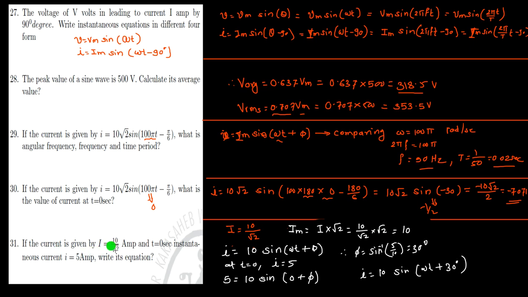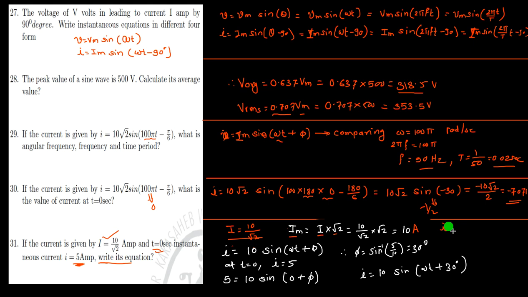If the current is given by 10 by root 2 ampere at time t is equal to 0, the instantaneous current I is equal to 5 ampere. So at time t is equal to 0, instantaneous current is given as 5 ampere, and its RMS value is given as 10 by root 2. Write the equations. So RMS value is given as 10 by root 2. So maximum value is RMS value into root 2. So 10 by root 2 into root 2, so 10 ampere is the maximum value.